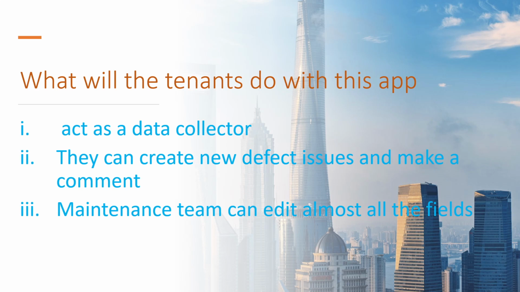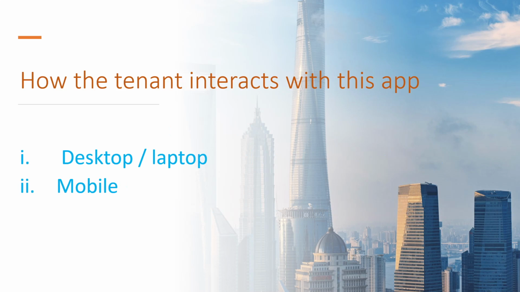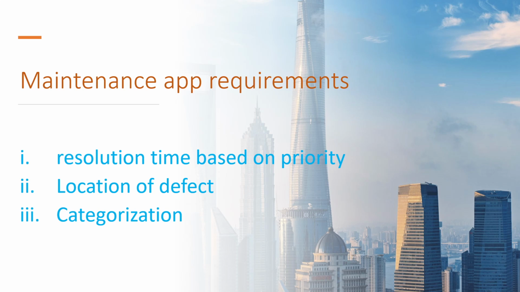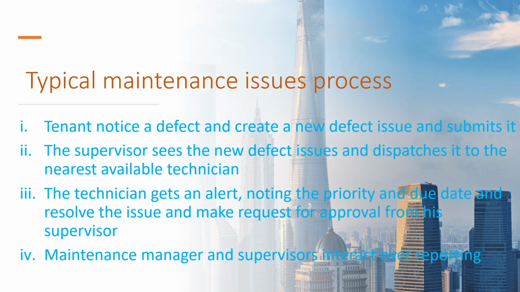What will the tenant do with this app? The tenant acts as a data collector. The only thing they do is create the issue they have in their apartment, and they can comment after the process finishes. The maintenance team can edit almost all the fields. How do they access this? Through desktop, mobile, or their laptop. The requirement of this maintenance app is resolution time, based on priority, the location of the defect, and categorization. Categorization: it could be a small or big defect.